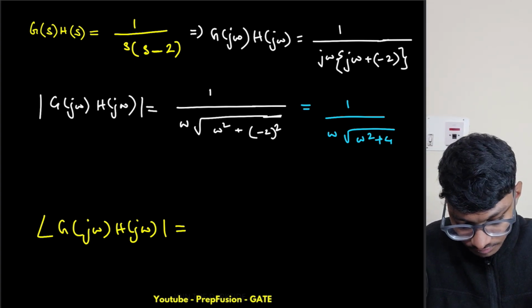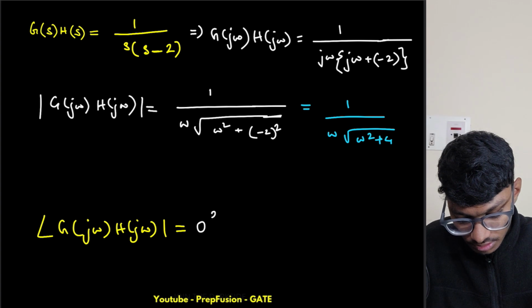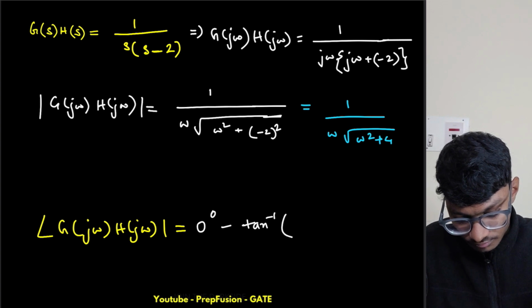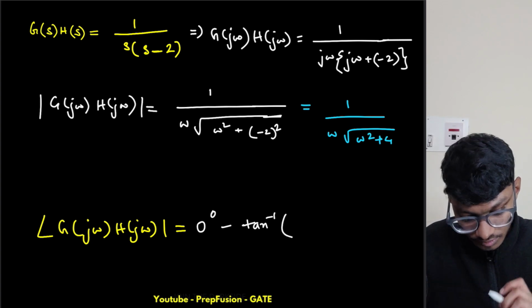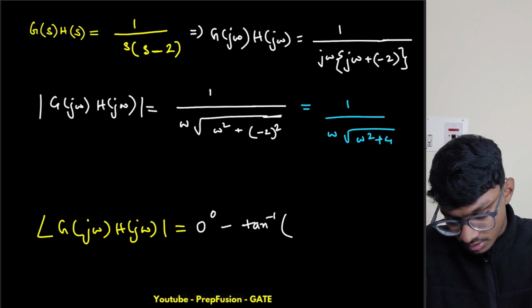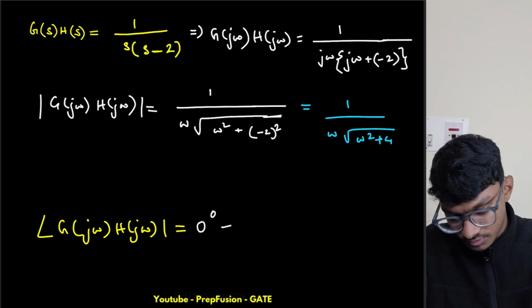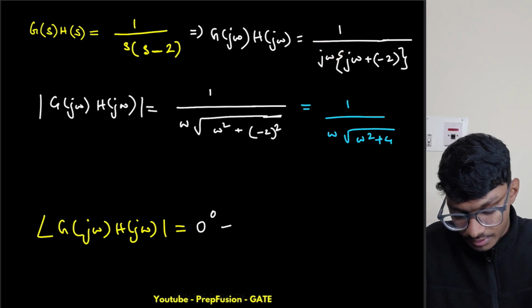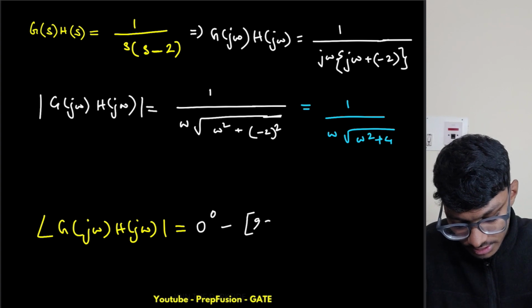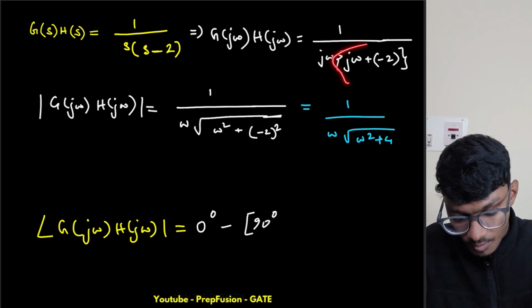Angle is basically 0 degree, right? Angle is basically 0 degree minus tan inverse. Okay, now this one will be a bit difficult due to this. Okay, sorry, not tan inverse. Due to this one, right? How much am I contributing? I'm contributing total 90 degrees, right? But due to this one, how much am I contributing?